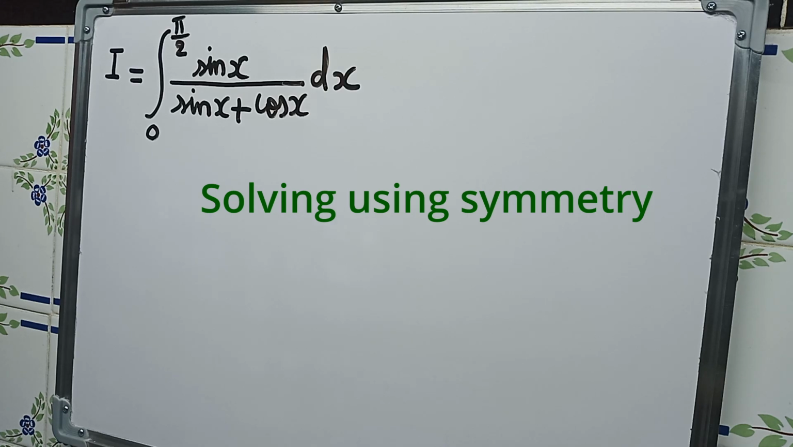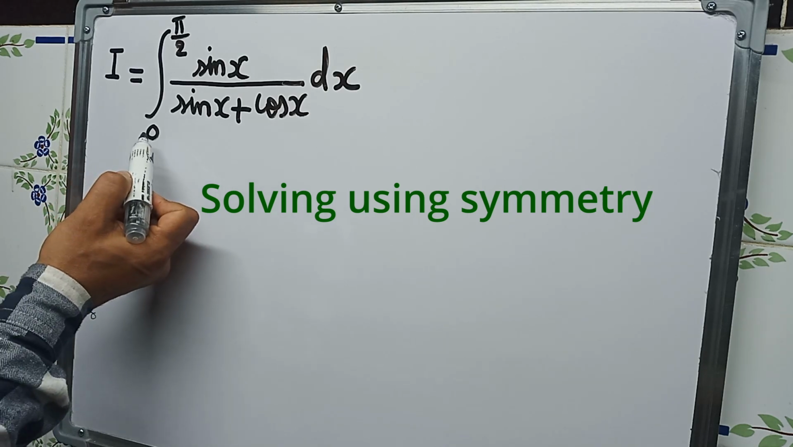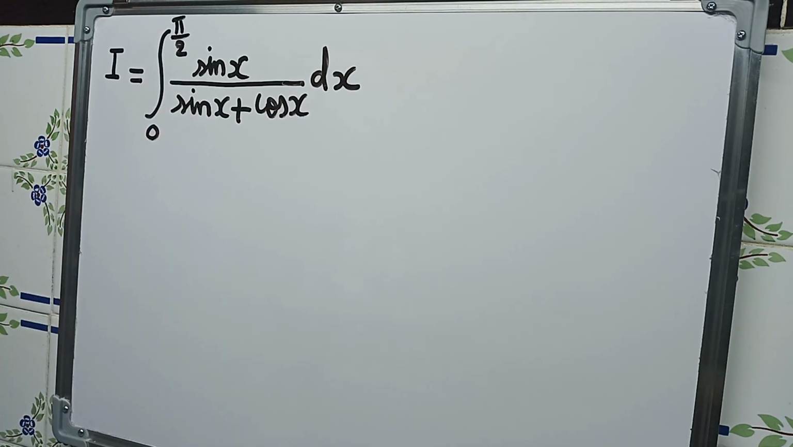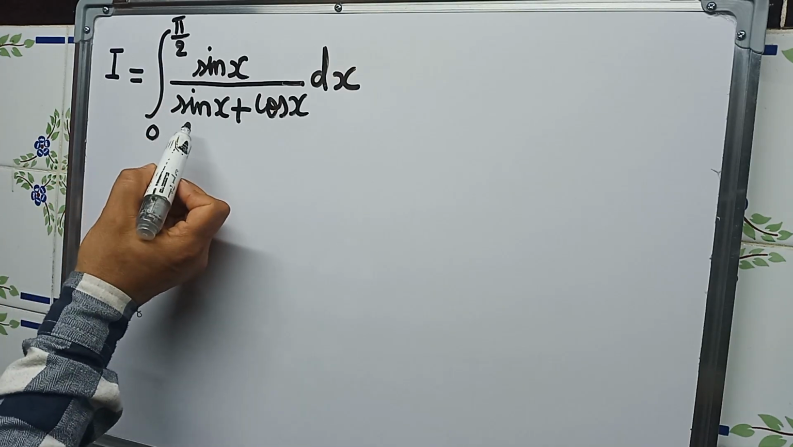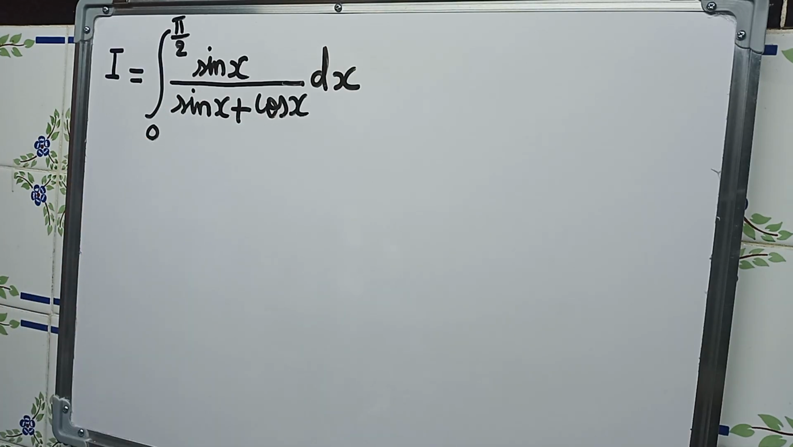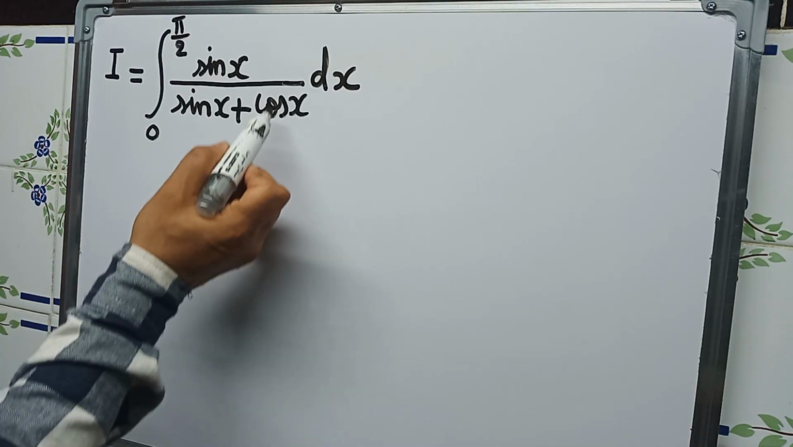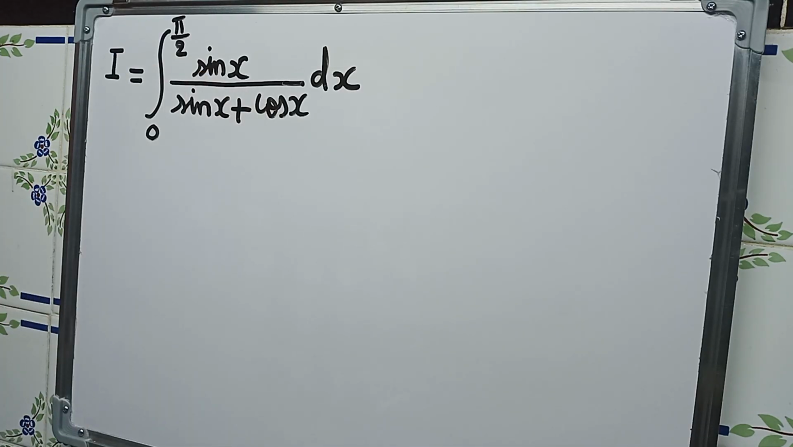In this problem, we will calculate the integral from 0 to pi over 2 of sine of x over sine of x plus cosine of x dx. And the first thing is to verify that this integral is well defined.